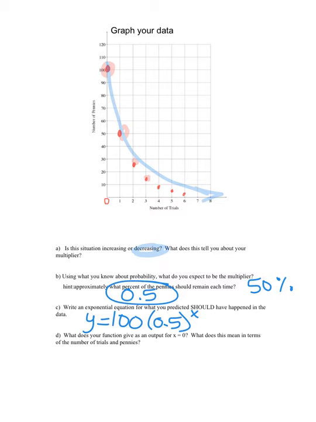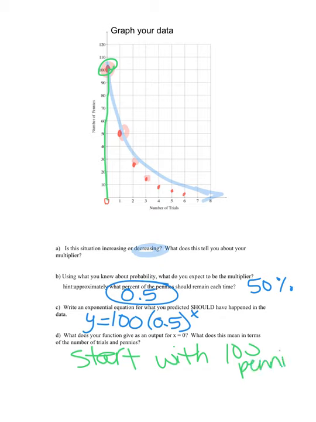What does your function give as an output for x equals 0? Well, if I go to my graph, I can see at x equals 0, there was 100 pennies. And if we look back at our table on the previous page, we also saw that at 0, it's 100 pennies. So that tells me that I started with 100 pennies. X is 0, meaning that we've done 0 trials so far. You can answer these last 2 questions on your own.